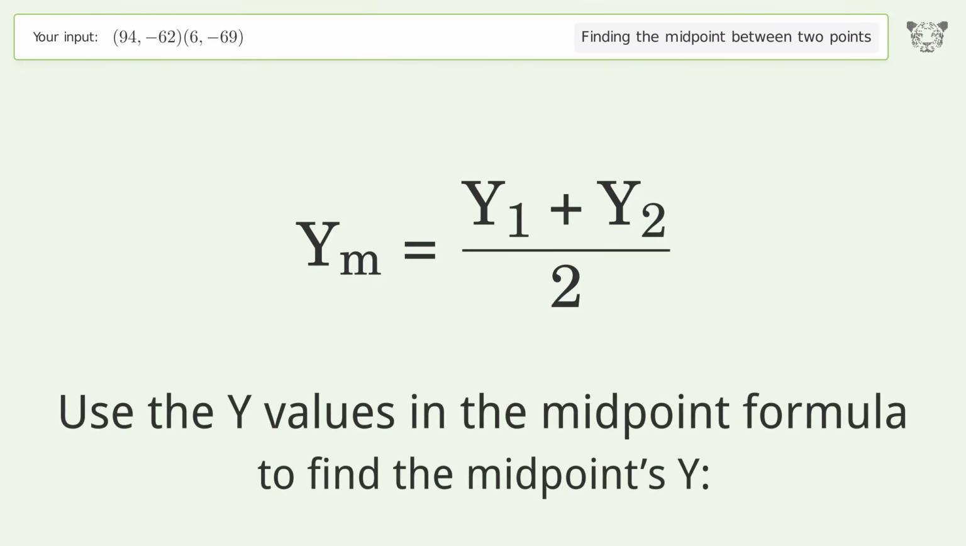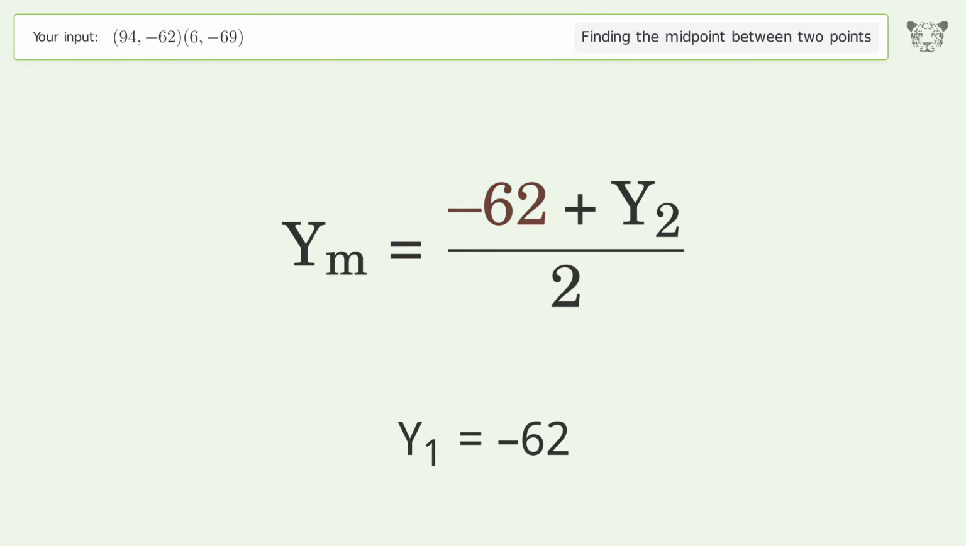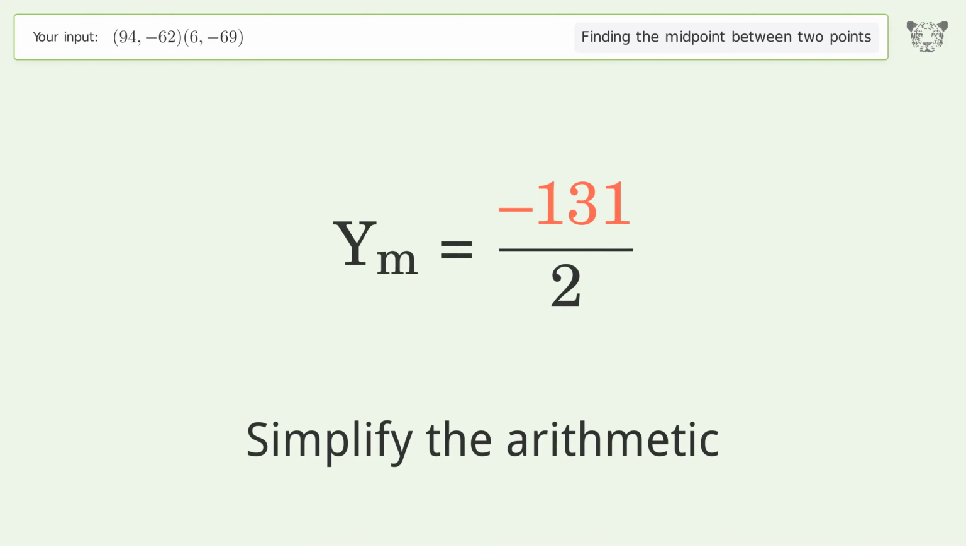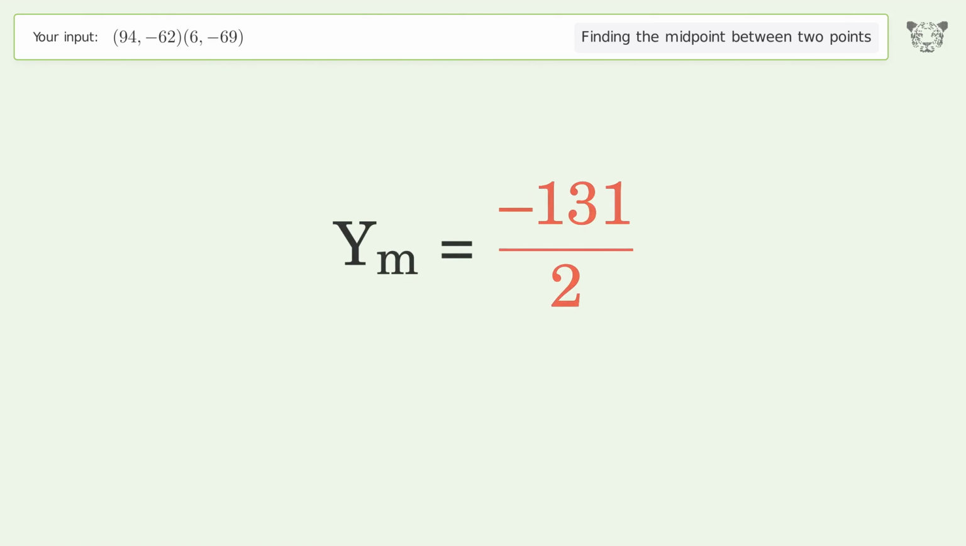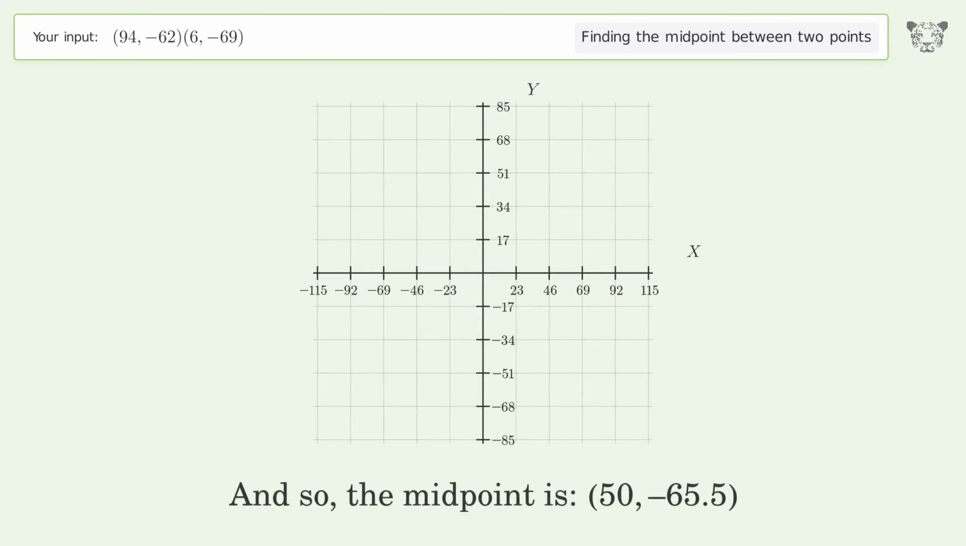Use the y values in the midpoint formula to find the midpoint's y. y1 equals negative 62. y2 equals negative 69. Simplify the arithmetic. And so, the midpoint is 50, negative 65.5.